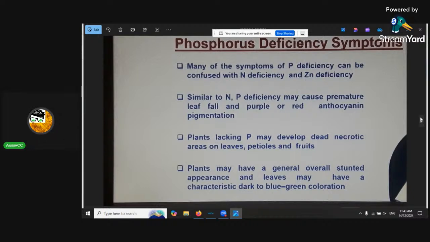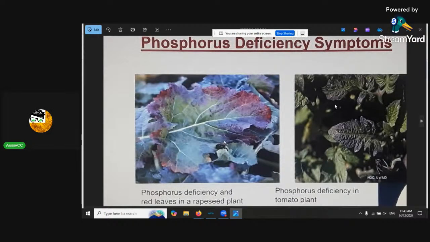Phosphorus deficiency symptoms are generally dark to blue-green or to blue-purple leaves, if you see them very dark. Plants lacking in phosphorus may develop dead or necrotic areas on leaves, petioles, or the fruits. Similar to nitrogen, phosphorus deficiency may cause premature leaf fall or purple or red anthocyanin pigmentation. There you go. A couple of good examples.